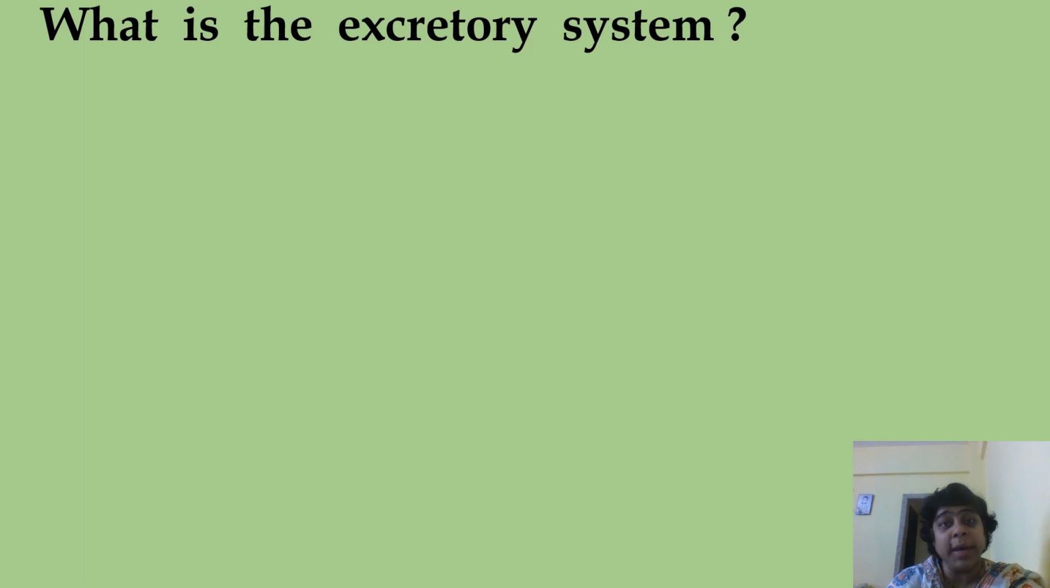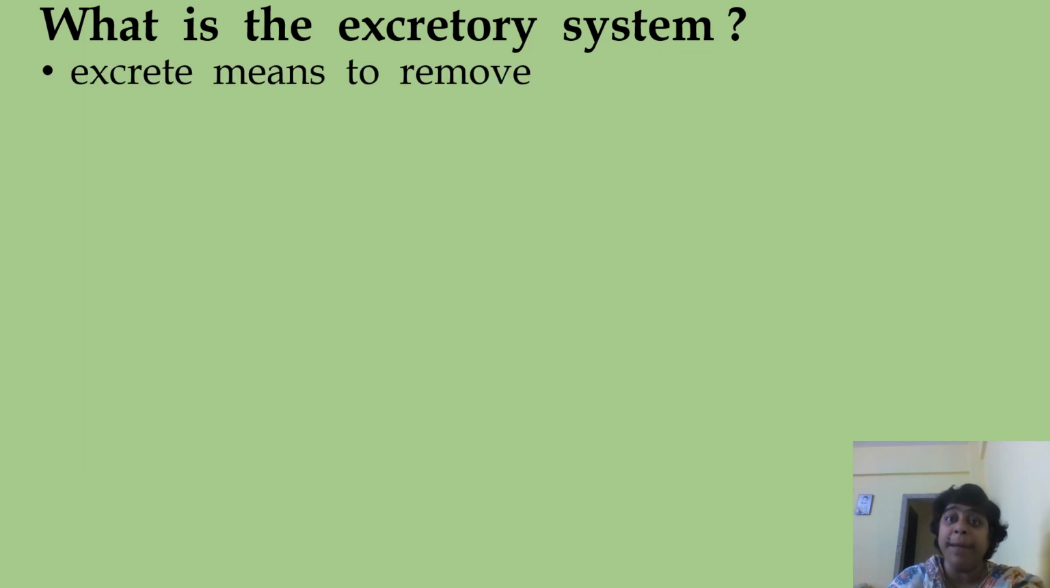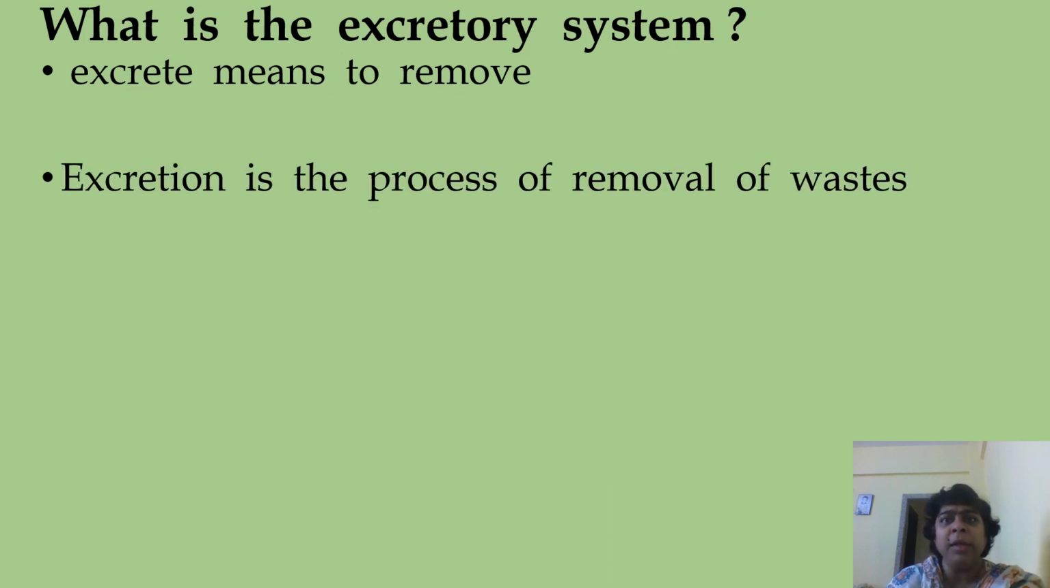So let us go ahead to hear what is the excretory system. Before we begin that, let us find out the meaning of excrete. Now children, the meaning of excrete means to remove or to discharge or to throw away. So what is it that we have to throw away or to remove from our body that the excretory system helps us with? Excretion is the process of removal of waste.